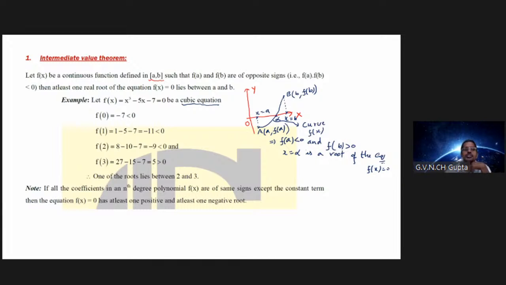So first put x equal to 0. The function value at 0 is minus 7. Minus 7 is always less than 0. Next put x is equal to 1. Just give integer values only, so that we feel more comfortable and it takes less time.